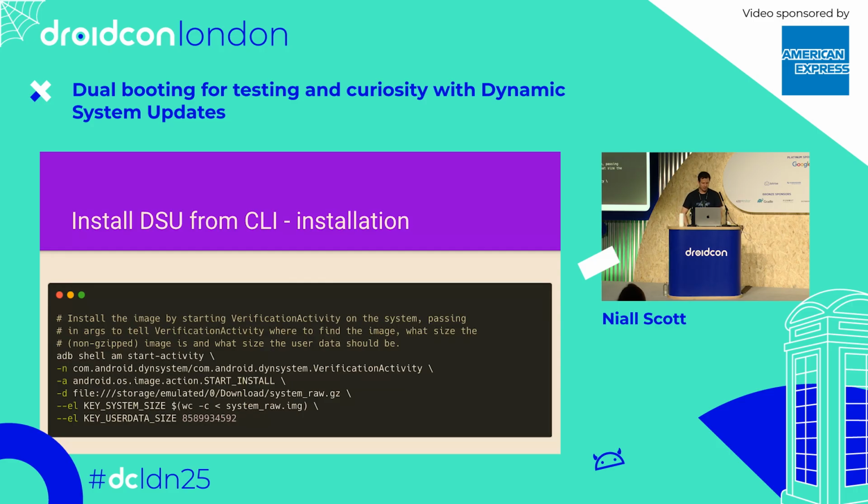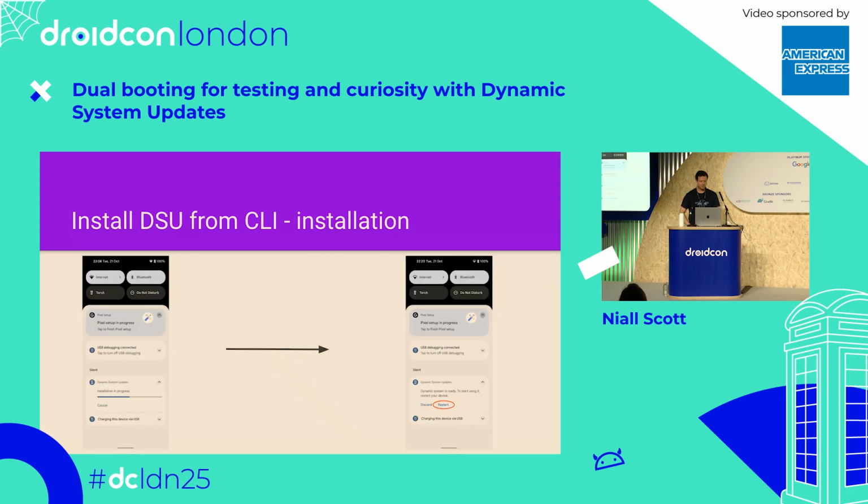The wc command that you can see here, executed inline within the command, is used to evaluate the size of the system.raw.img file. If that doesn't work on your system, you can substitute this with the file size of the image, but the size to pass in here is the byte size of the image. And if required, you can also tweak the size of the user data partition.